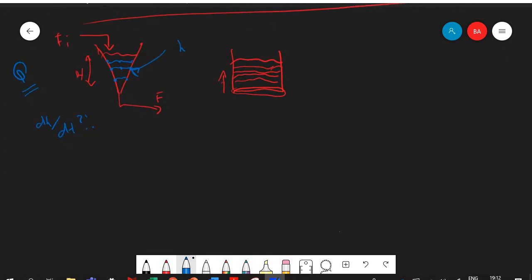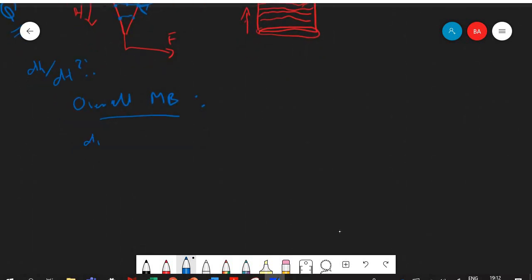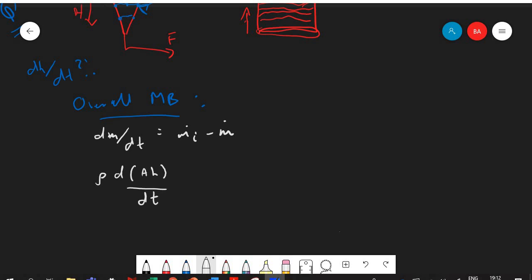We start with our normal equation, the overall mass balance, to get dH by dt, as you can recall. So the equation is dm by dt is equal to the mass flow rate in minus the mass flow rate out, and that is rho. Okay, I cannot take the area outside. Did you recognize that? I was trying to take the area outside, but I'm stuck because the area is also changing with time.